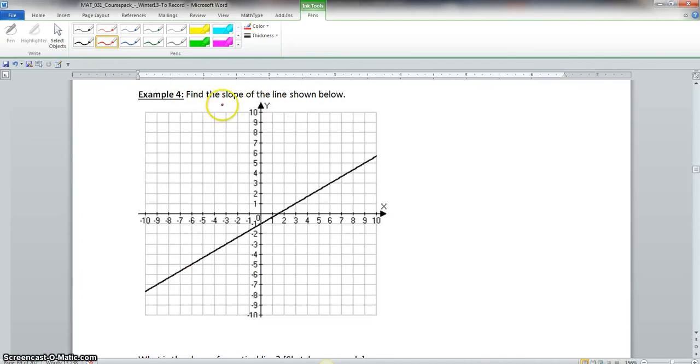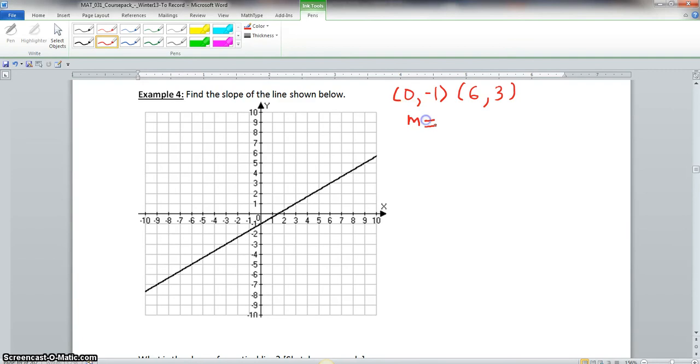Now we come to example 4. It says find the slope of the line shown below. So what we need to do is just pick 2 points off of this line here. We have 1 point here, which is 0, negative 1. And we have another point which is 6, 3. Now you could pick any 2 points off this line, and it should give you the same slope.